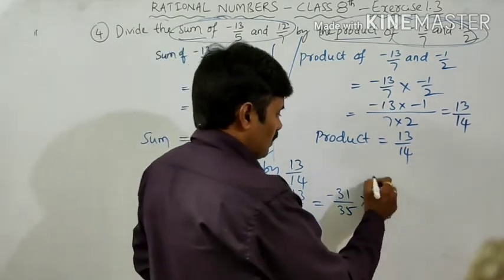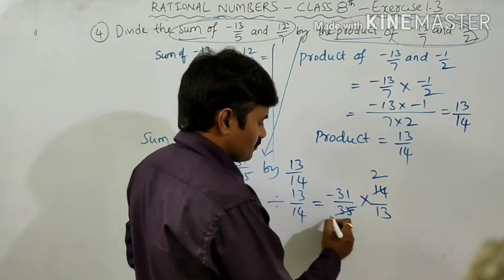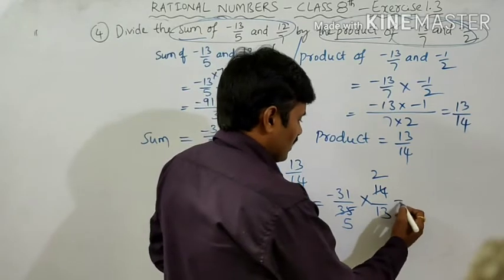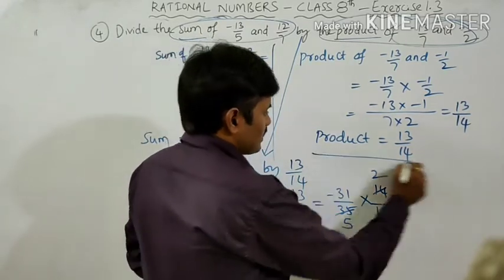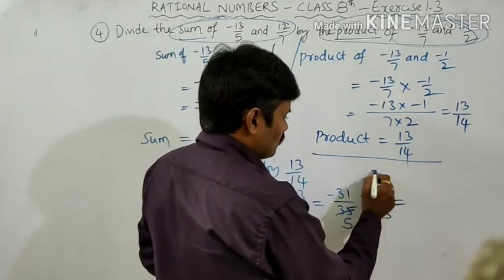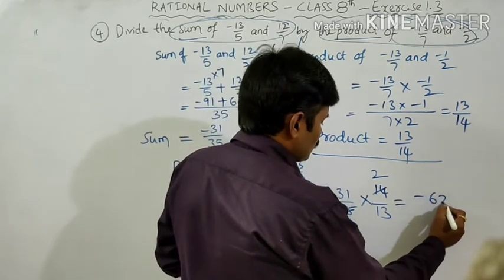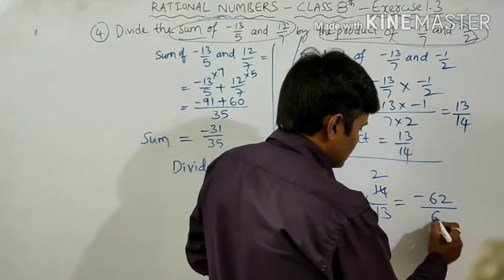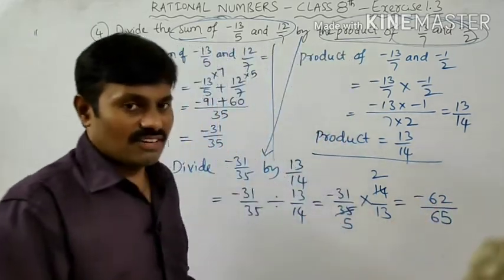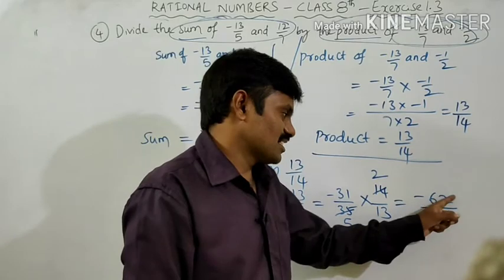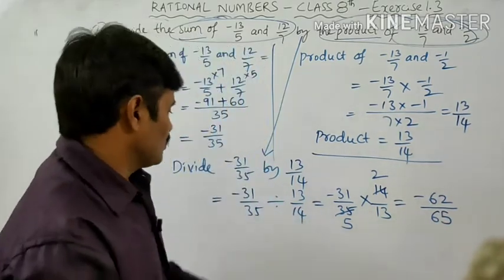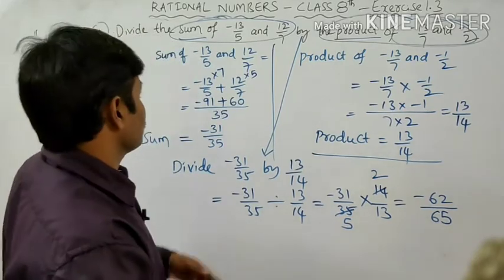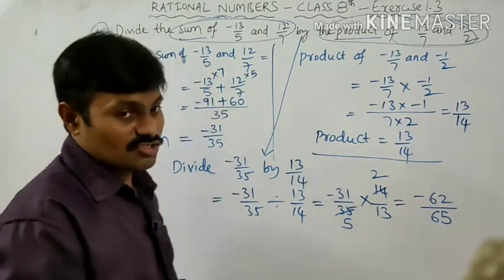Now here the common factor is 7, 7 2s are 14, 7 5s are 35. Is there any other common factor? No. So if we simplify it, we get minus 31 into 2 is minus 62, whole by 5 into 13, 13 5s are 65. So what is our final answer? That is minus 62 by 65. So in this way you have to solve this question.